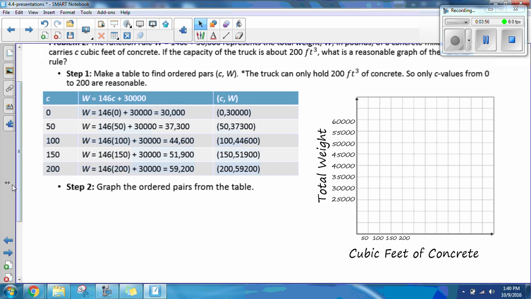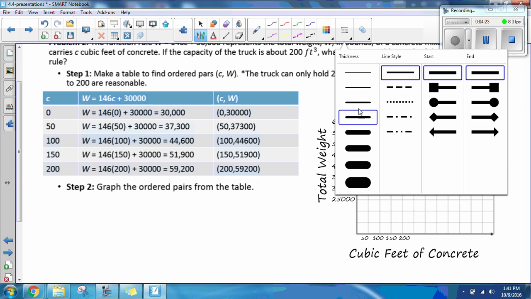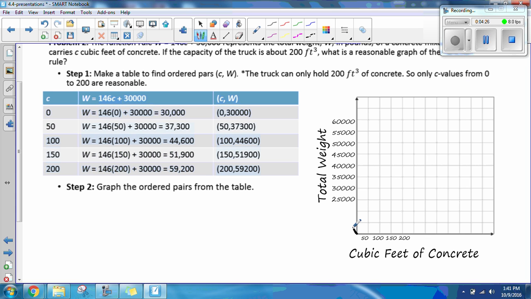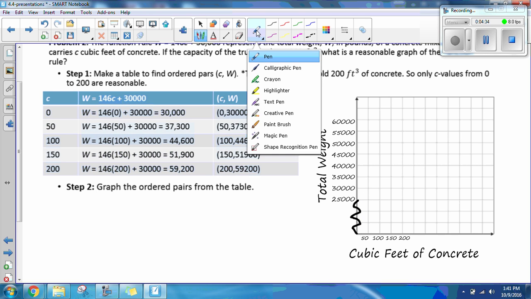Since C is our independent variable, we'll put that on the x-axis, and I've used an interval of 50 for each line. Our weight is dependent on the number of cubic feet, so that will be on the y-axis, and I've chosen intervals of 5,000. However, since our numbers start at 30,000, remember down here on the bottom of the graph, since we're not using all those numbers, we can use the zigzag line to indicate there's plenty of numbers down here, but we've kind of truncated them. So let's plot our points.